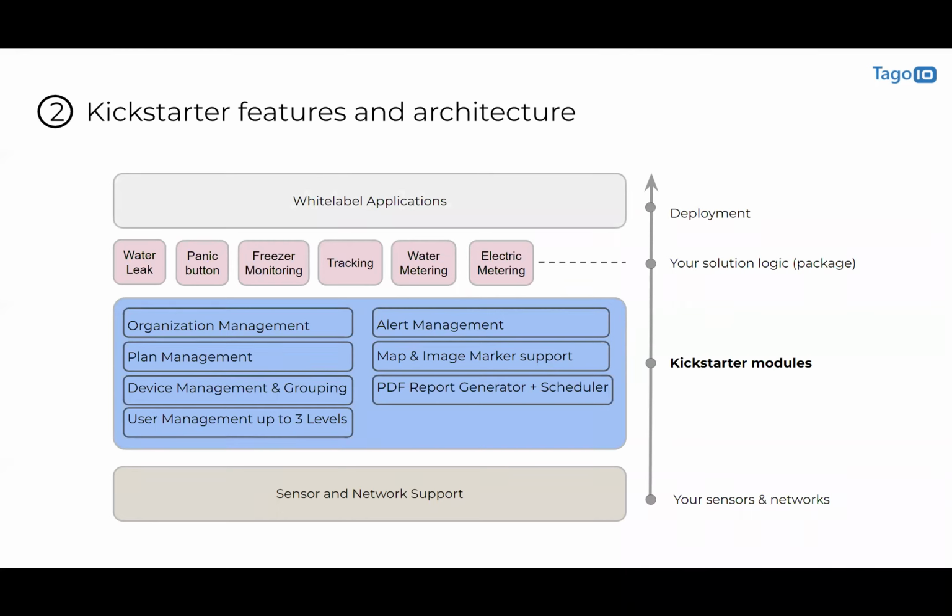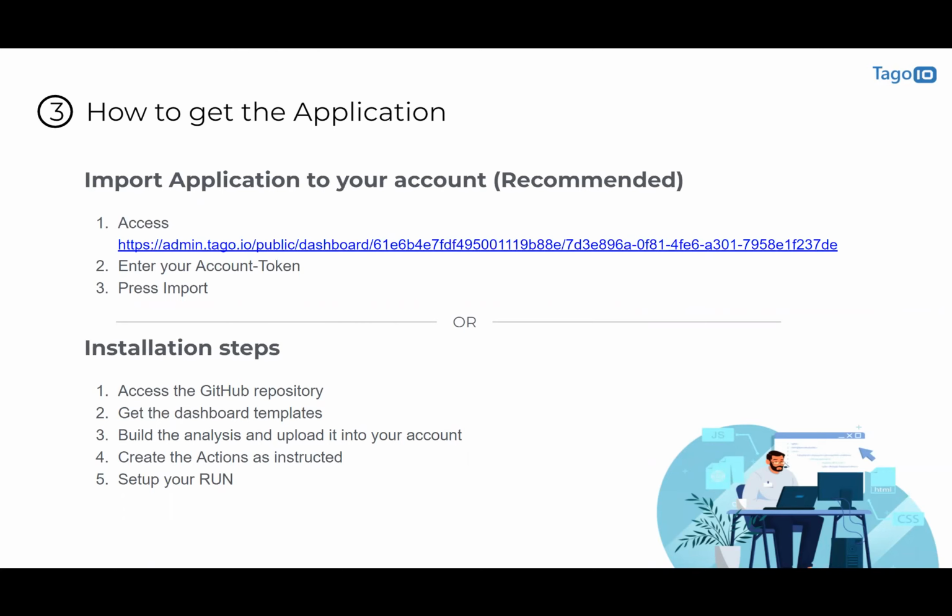And how do I get the application into my account? So we have actually 2 methods. One is by importing the Kickstarter directly from the URL, and we do have a link for that in our documentation as well. To import, you actually only need to generate an account token, go to this link and press import. It is also the same method for you to update your application. So if later on you want to update your application with the last version of the Kickstarter, you can quickly follow the same process.